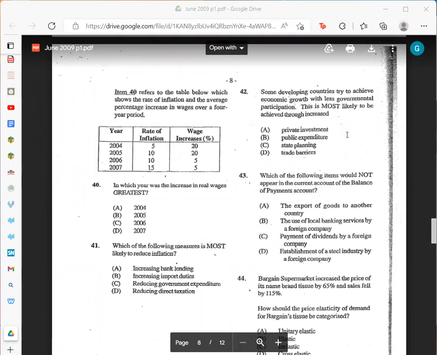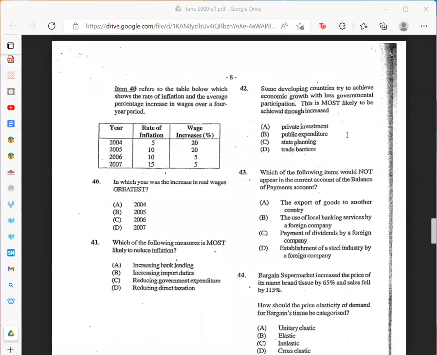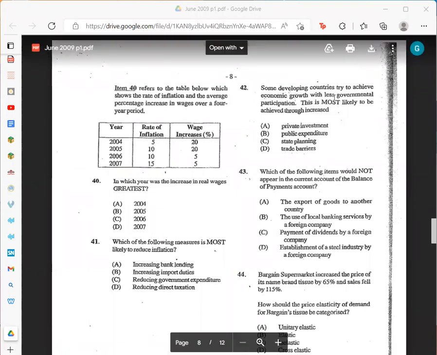Yeah, so 42. Some countries try to achieve economic growth with less government participation. How can this be increased? Through what? Through increase in what?